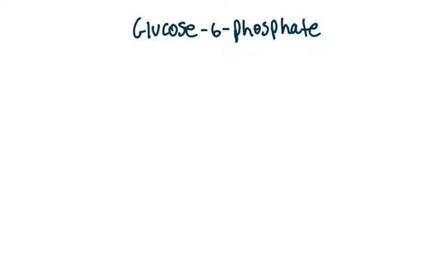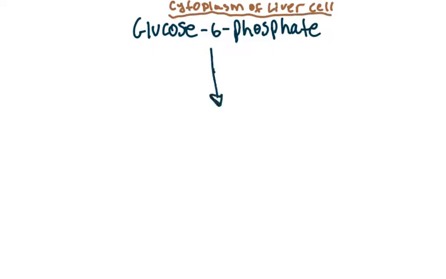Let's go to another page and start off with glucose 6-phosphate, occurring in the cytoplasm of our liver cell. Let me write that neater. So we start from glucose 6-phosphate and we convert it to another molecule called 6-phosphoglucono-lactone. Hopefully I'm spelling all this right.